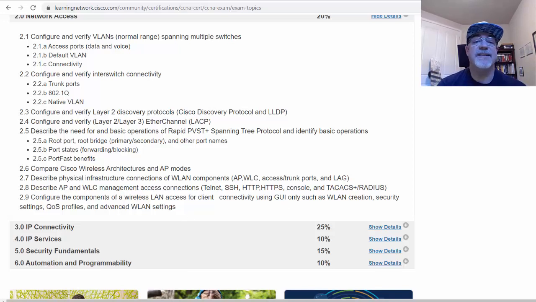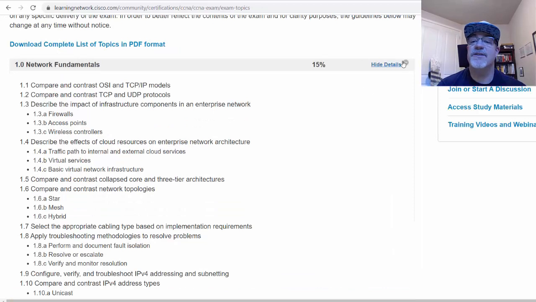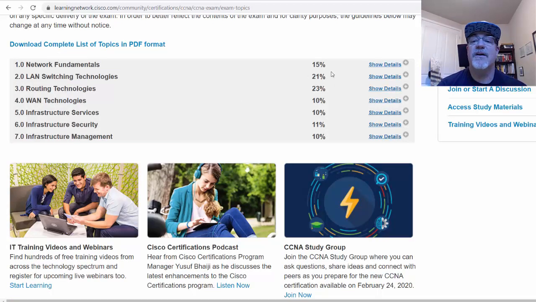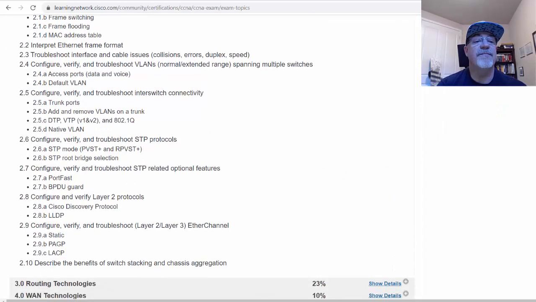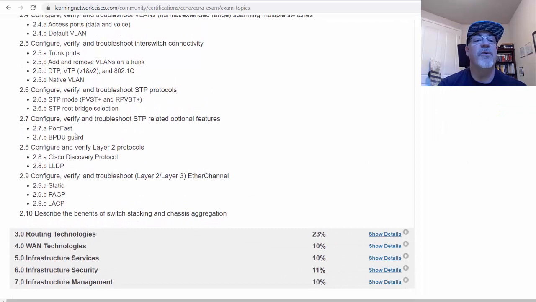Now, if we look at the section that was similar in the old CCNA on LAN switching technologies, you see that it seems like there's more here.